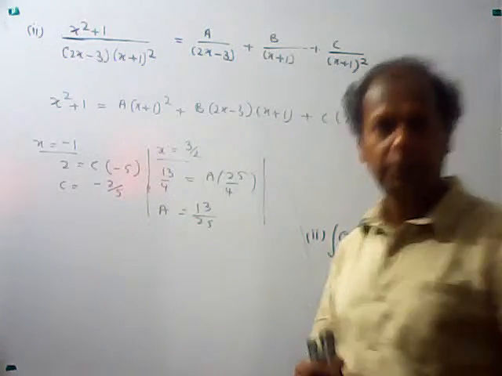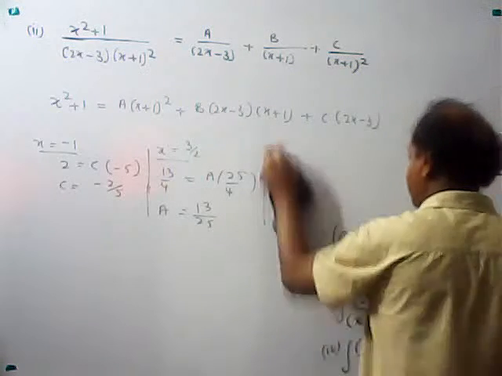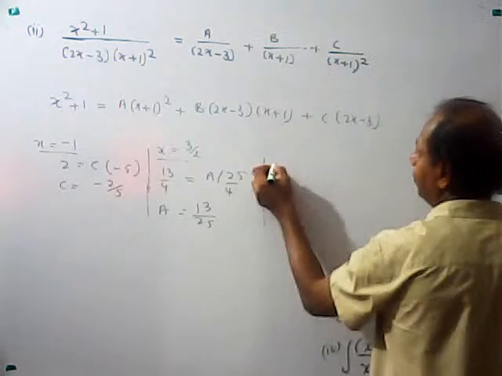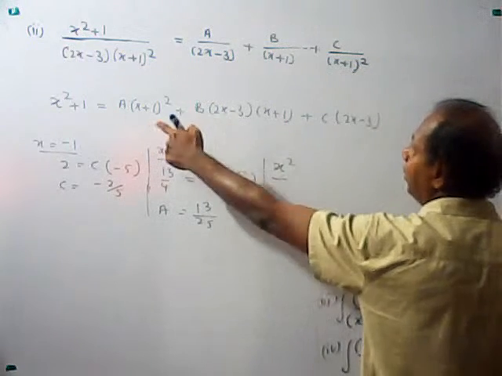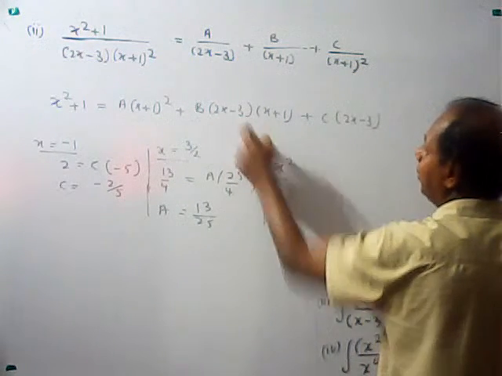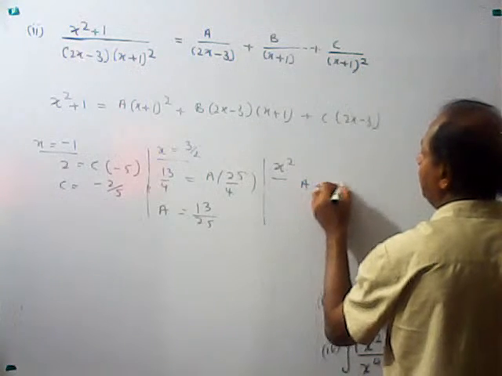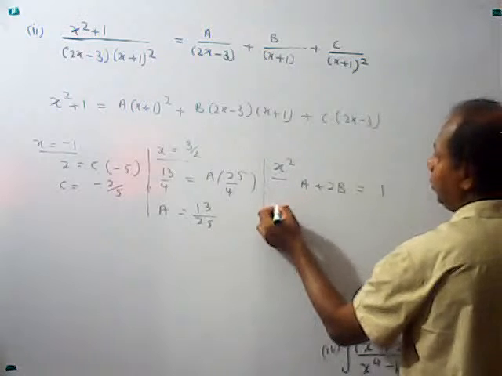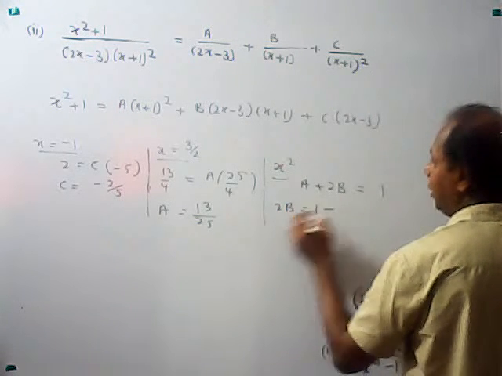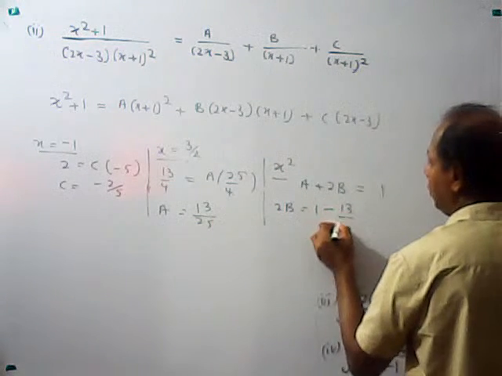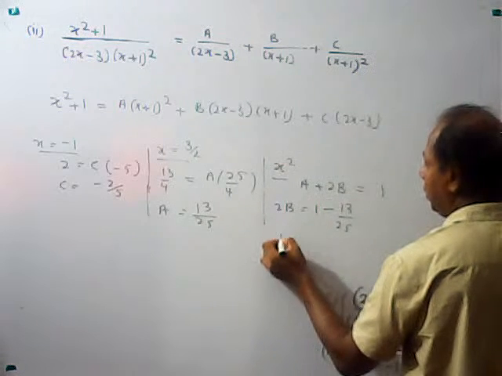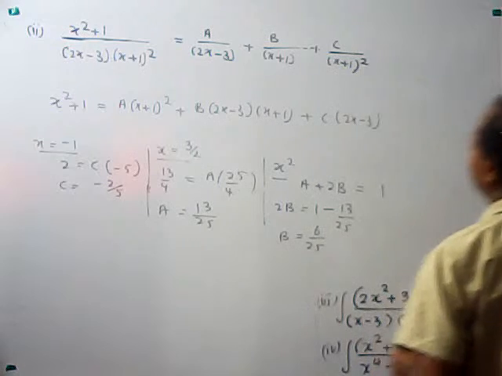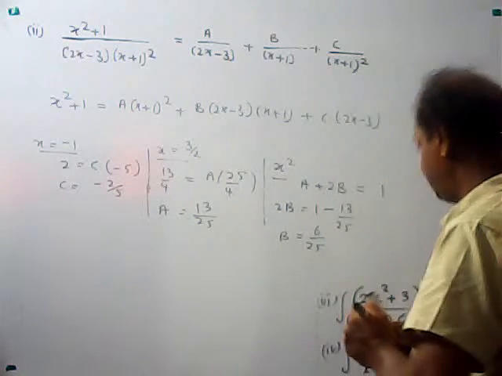Then we have to use coefficients. Let's equate the highest power, x squared. The x squared terms you get A plus B, A plus 2B rather. A plus 2B equals 1. We have the value of A. So 2B equals 1 minus A, 13 over 25. That will be 12 over 25 divided by 2, 6 over 25. So these are the partial fractions.